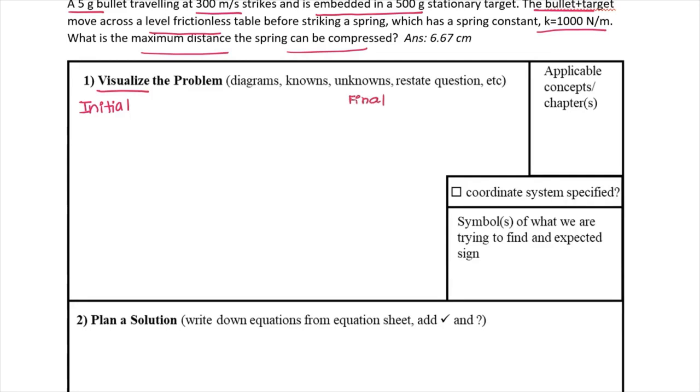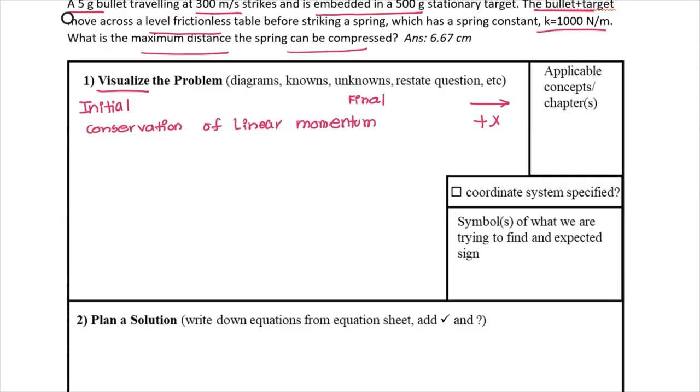Just keep in your mind, this is a multi-stage problem. Why? Because there's a part of the motion where we can use conservation of linear momentum, and for the next part of the motion, we can use conservation of energy. So I'm going to visualize the problem.